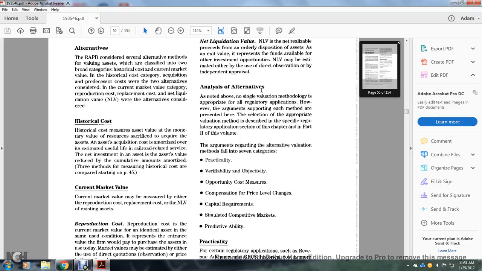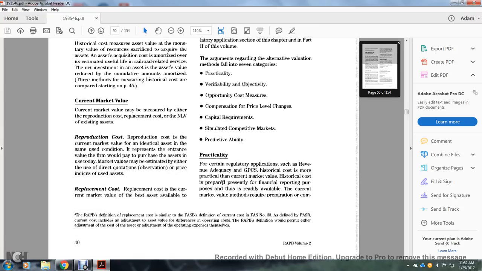Analysis of the alternatives noted that no single valuation methodology is appropriate for every regulatory application. However, the argumentation supports each of the methods presented in selecting the appropriate valuation method described in the specific regulatory application section of the chapter in part 2 of this volume. The argumentation regulated the alternative valuation methods by 7 categories: practicality, verifiability, objectivity, the opportunity cost measure, compensation, price level changes, capital requirements, simulated competitive markets, and predictive ability.